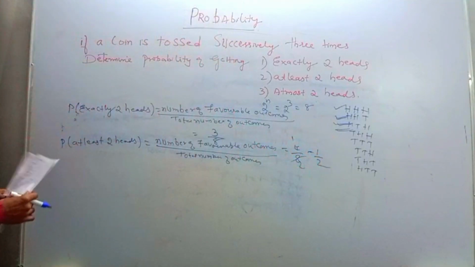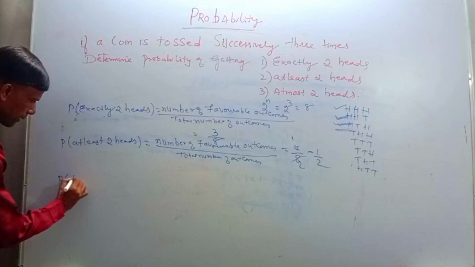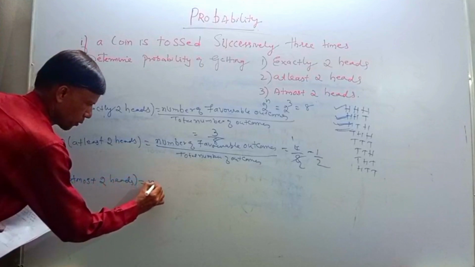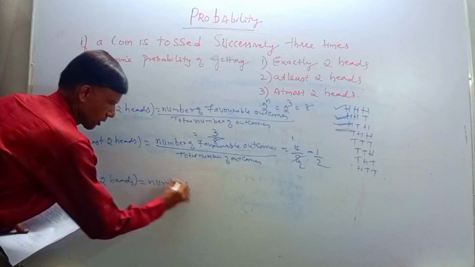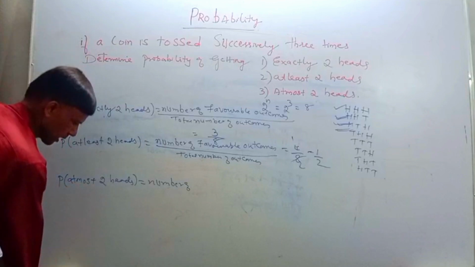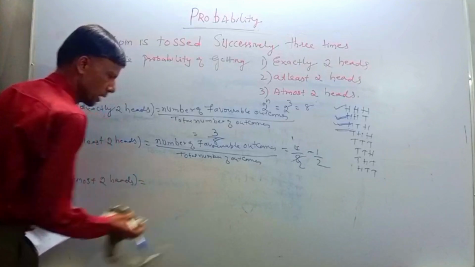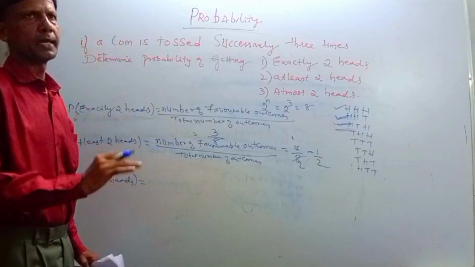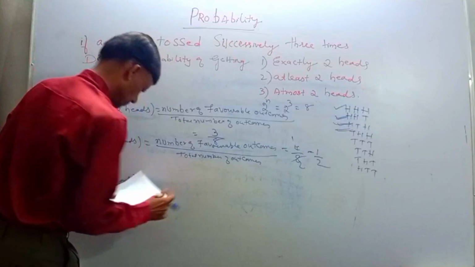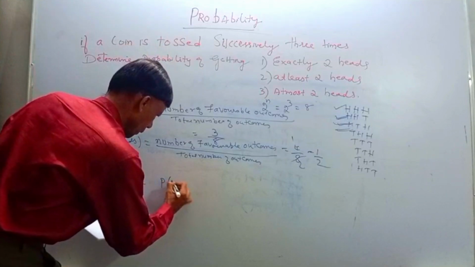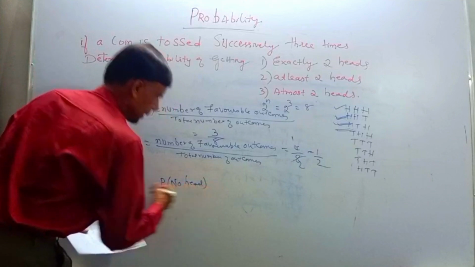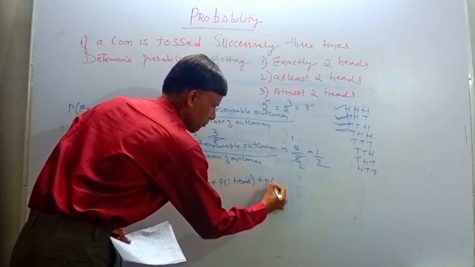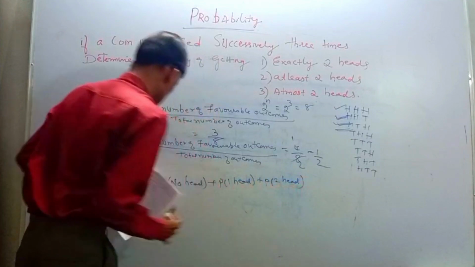Now come to the third point: at most 2 heads. The probability of getting at most 2 heads. Write the same formula, number of favorable outcomes by total number of outcomes. At most 2 heads is nothing but P of 0 heads plus P of 1 head plus P of 2 heads. At most 2 means 2 or less than 2, including 0. So P of no head plus P of one head plus P of two heads, because he is asking at most two heads.